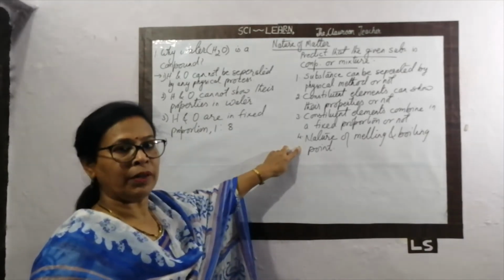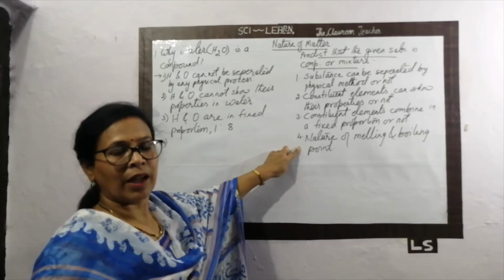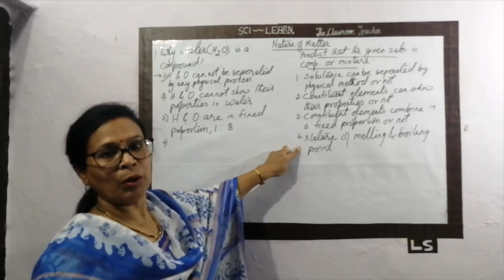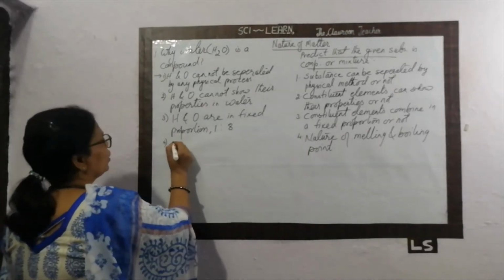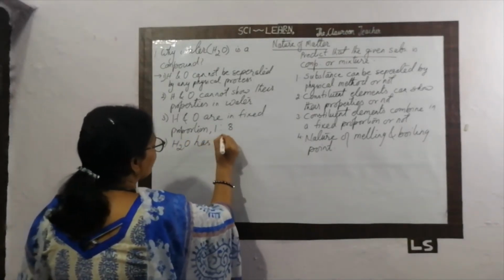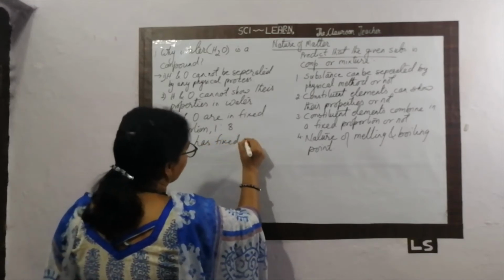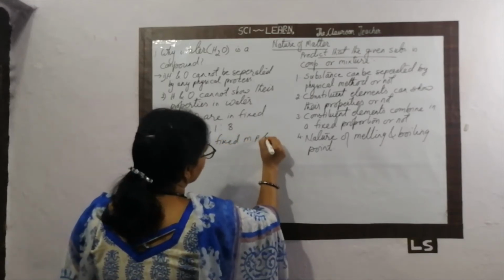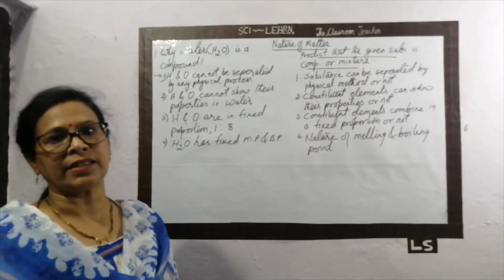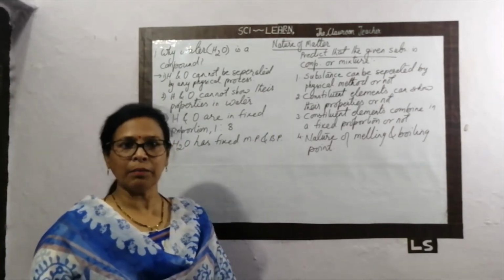Okay. Now, the fourth point here: nature of melting and boiling point. The freezing point of water is 0 degrees and the boiling point is 100 degrees Celsius. So water, or H2O, has a fixed melting point and boiling point. So this is the answer to the question, why water is a compound.